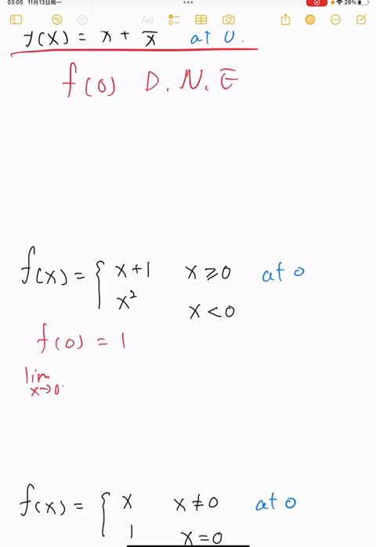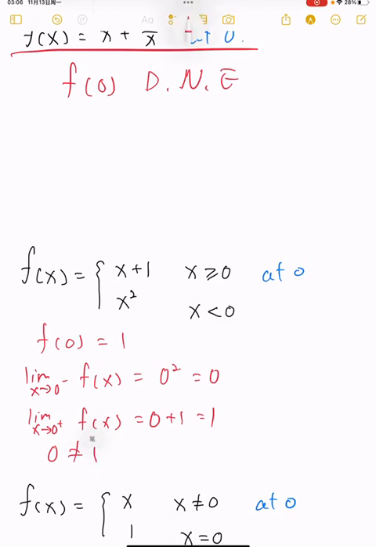When x is approaching 0 from the negative side, let's sub in the value, that is 0 squared, that is 0. For the limit as x approaches 0 from the positive side, let's sub in the value again, that is 0 plus 1, that's 1. So since 0 does not equal 1, the limit of f of x at 0 does not exist.